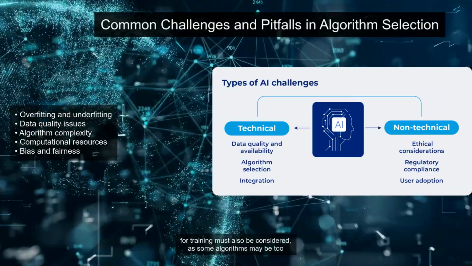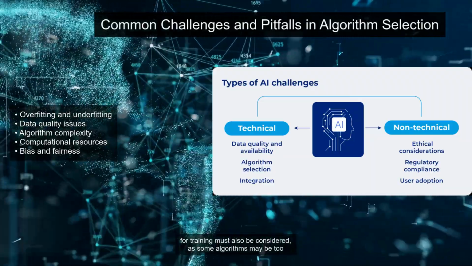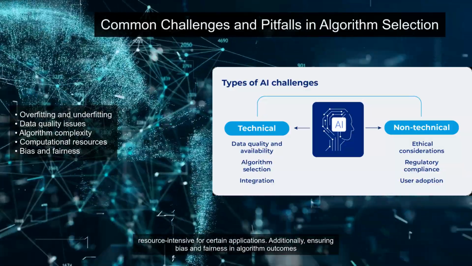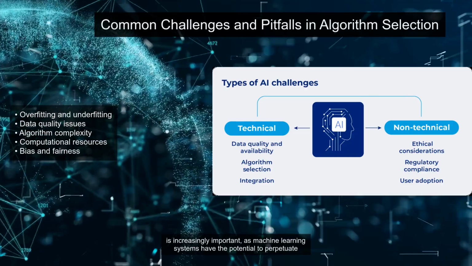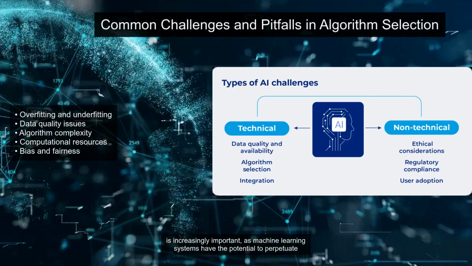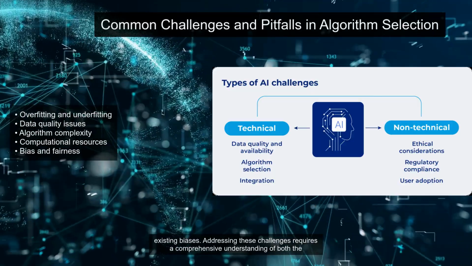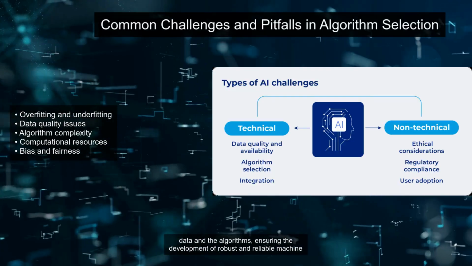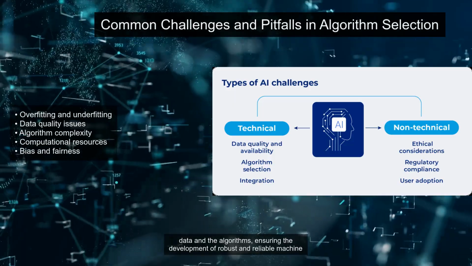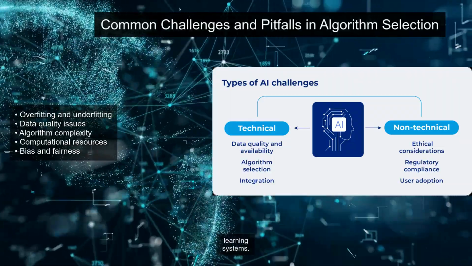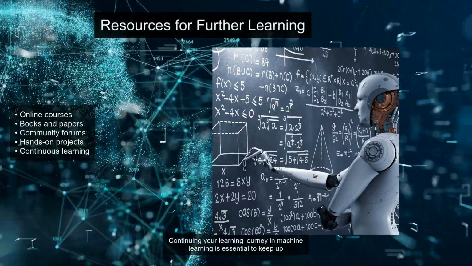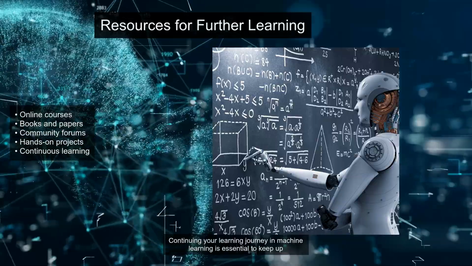Algorithm complexity and the computational resources required for training must also be considered, as some algorithms may be too resource-intensive for certain applications. Additionally, ensuring bias and fairness in algorithm outcomes is increasingly important, as machine learning systems have the potential to perpetuate existing biases. Addressing these challenges requires a comprehensive understanding of both the data and the algorithms, ensuring the development of robust and reliable machine learning systems.